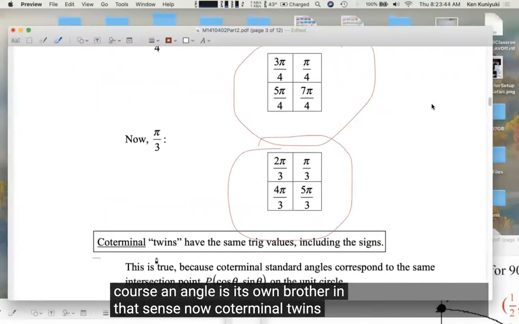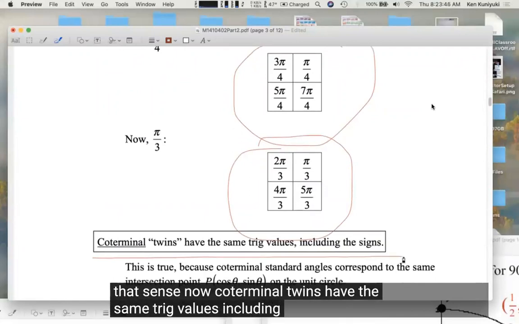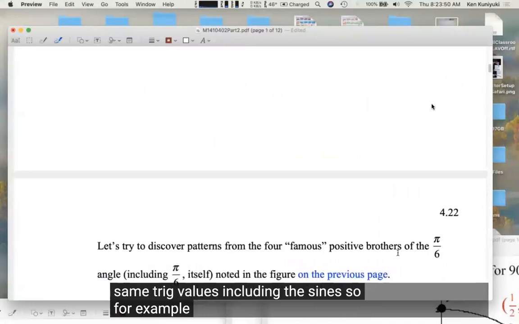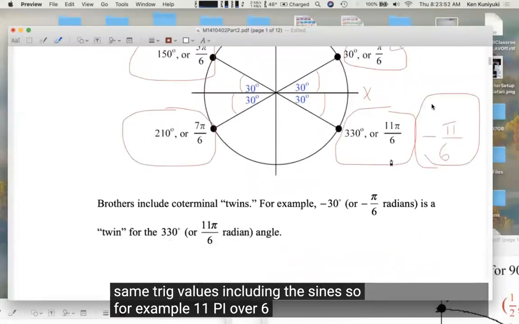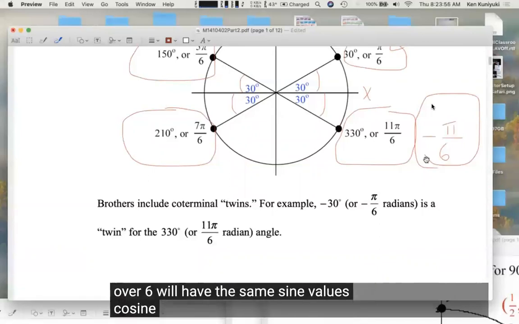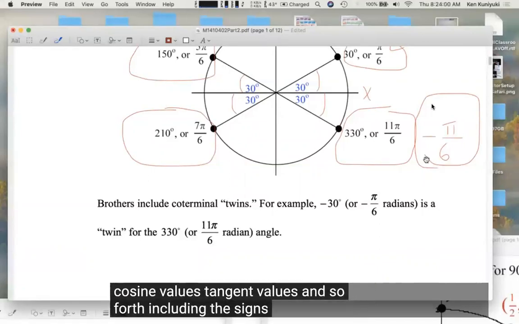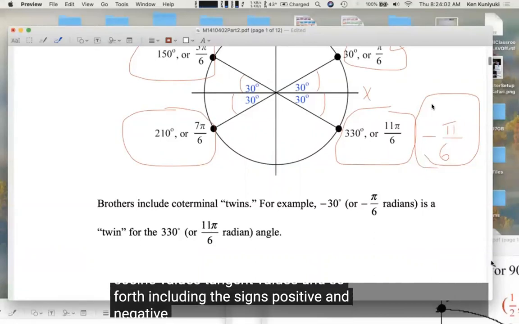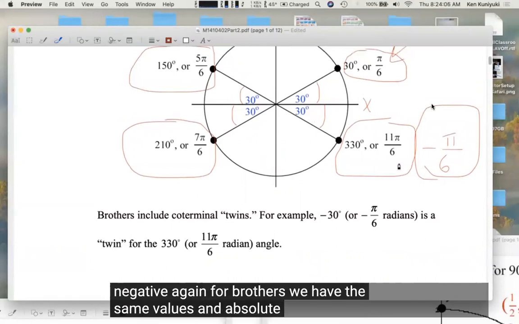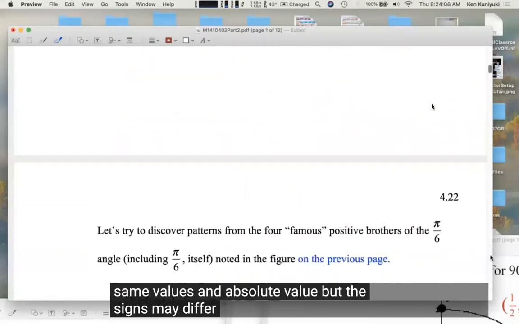Now, coterminal twins have the same trig values, including the signs. So, for example, 11 pi over 6 and negative pi over 6 will have the same sine values, cosine values, tangent values, and so forth, including the signs, positive and negative. Again, for brothers, we have the same values in absolute value, but the signs may differ.